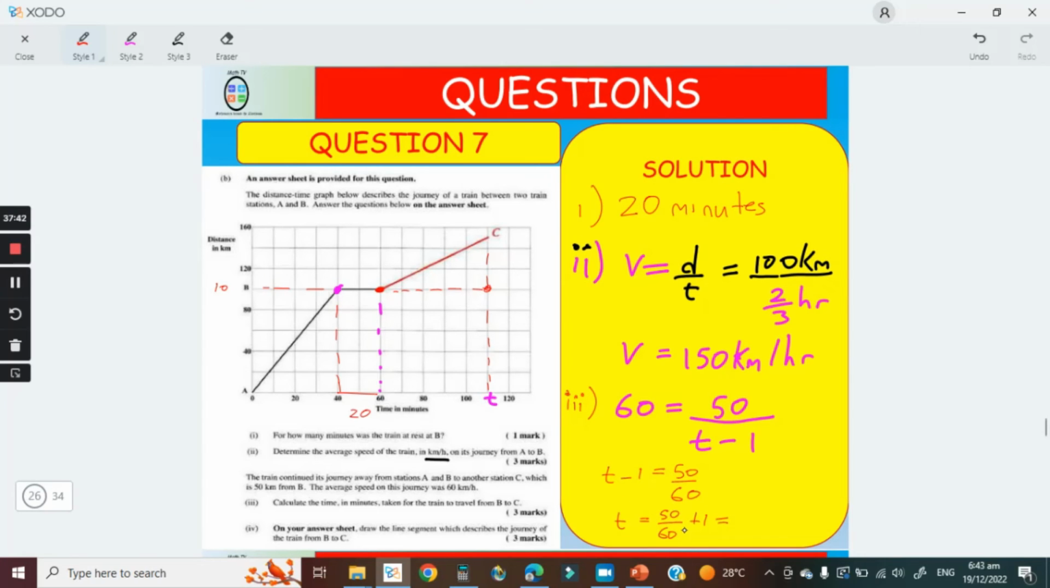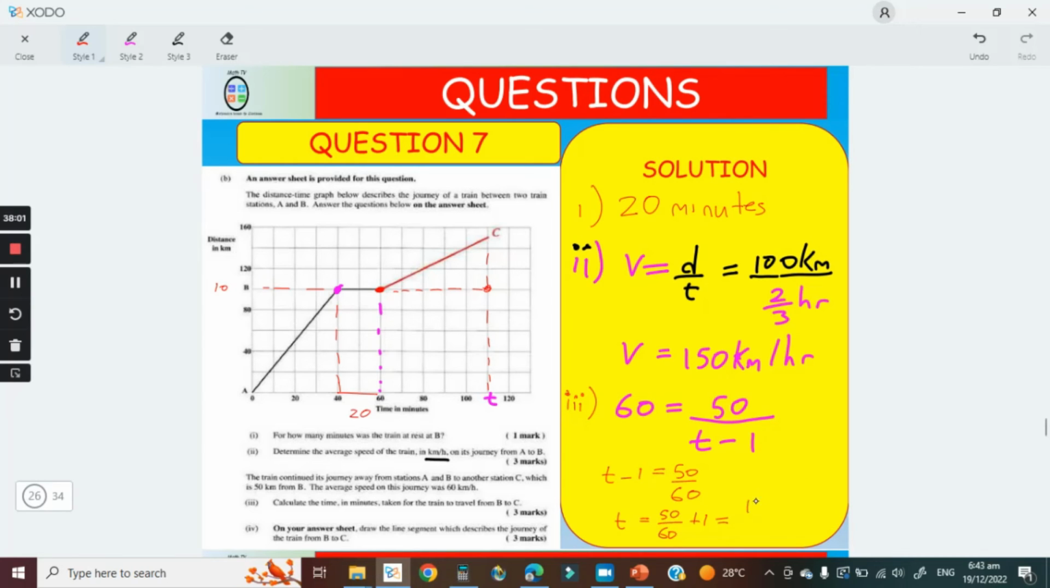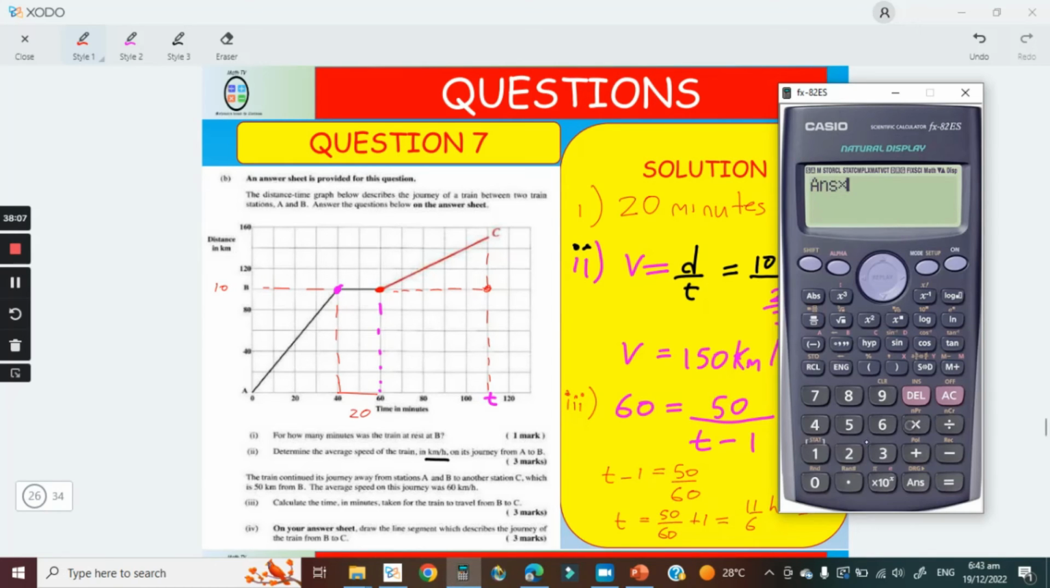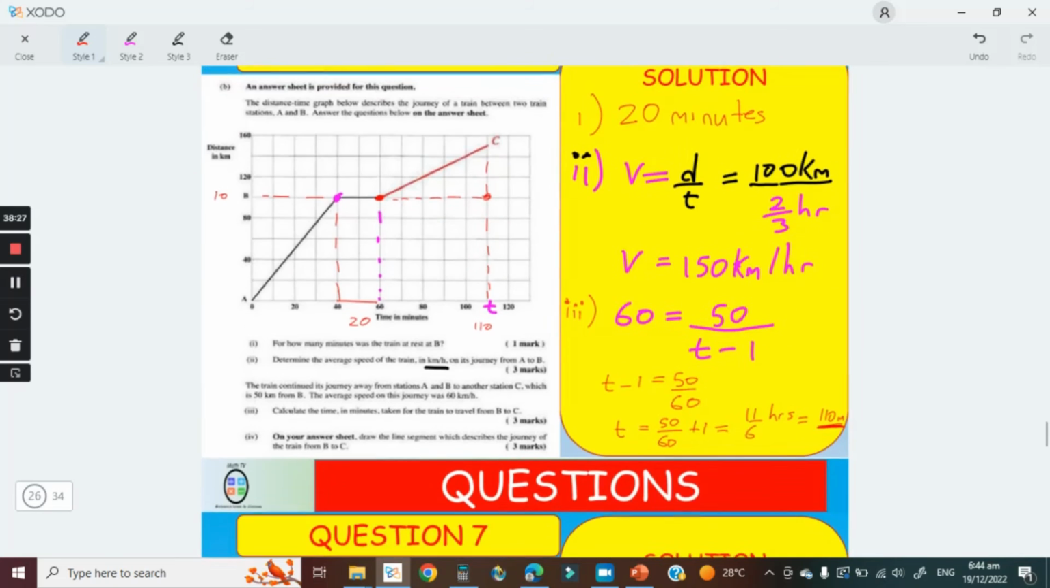That ended up being 50 over 60 plus 1, and this is our answer in hours, 11 over 6 hours. But they wanted it in minutes, so you multiply it by 60, and you get 110. So remember I told you, you could have just looked at the graph and said in between it is 110. I wanted you to see how we get the answer by actually doing the computation. It doesn't matter which way you do it, that's fine.